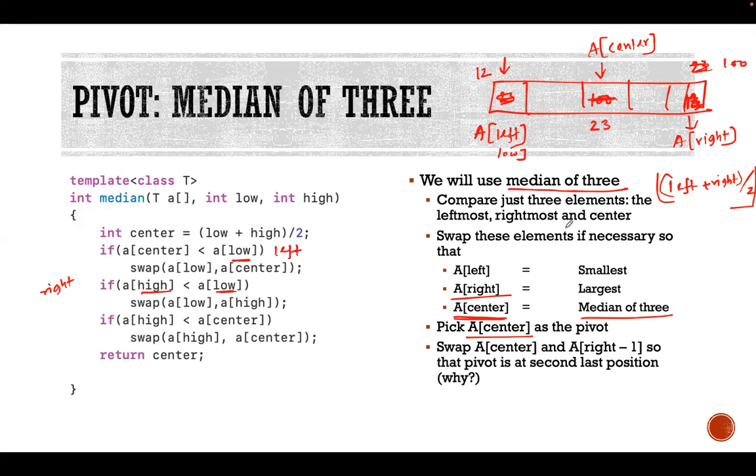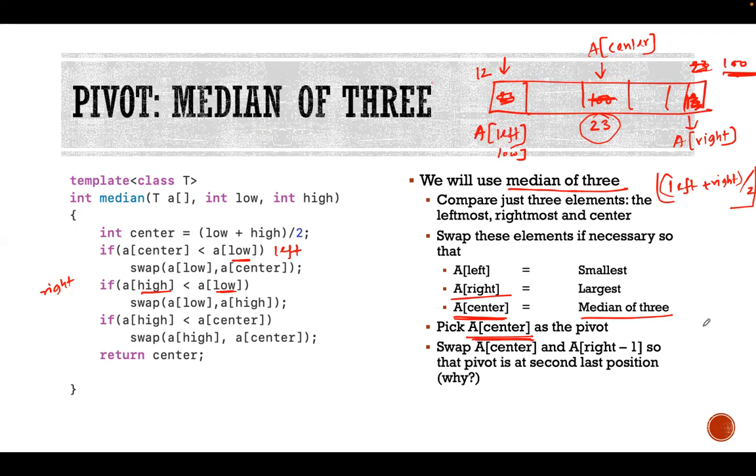So we do the swapping according to necessity, because we want to keep these 3 values like this: this is going to be the smallest of these 3, this is going to be the highest of these 3, and the center is going to be the median of these 3. You can see that now this is the lowest, this is the highest, and this is the middle of these 3. Then we pick a[center] as the pivot.